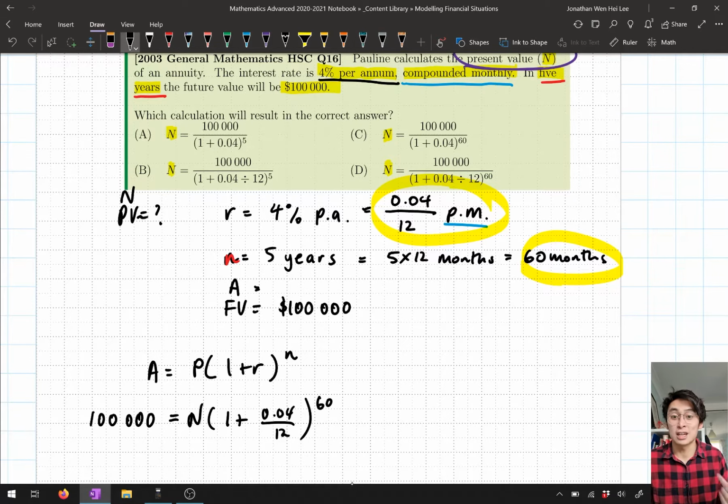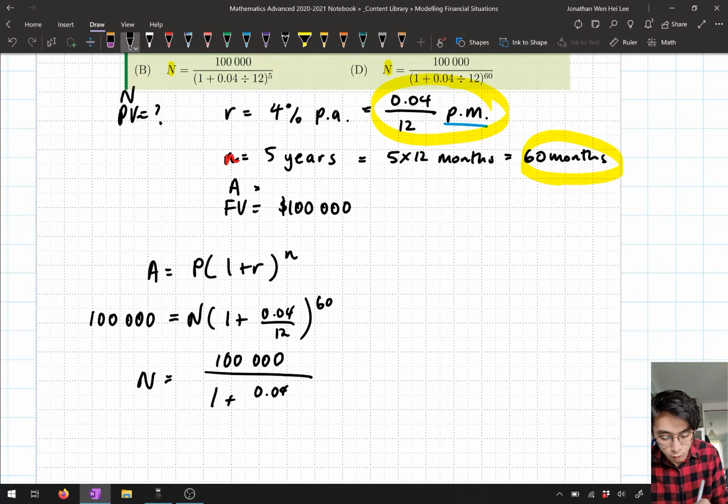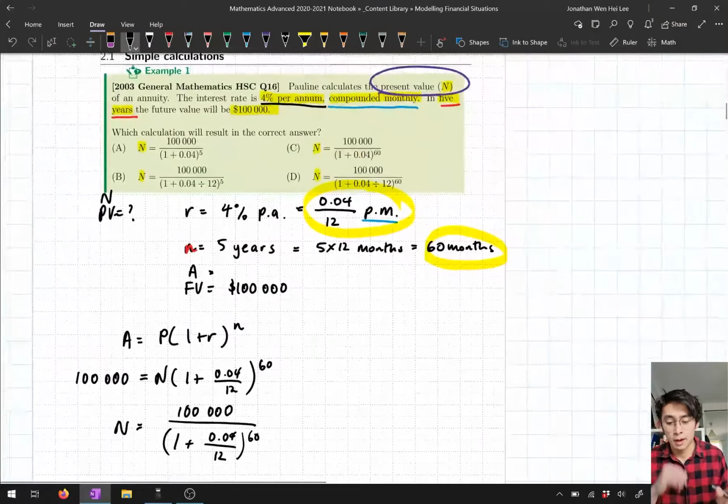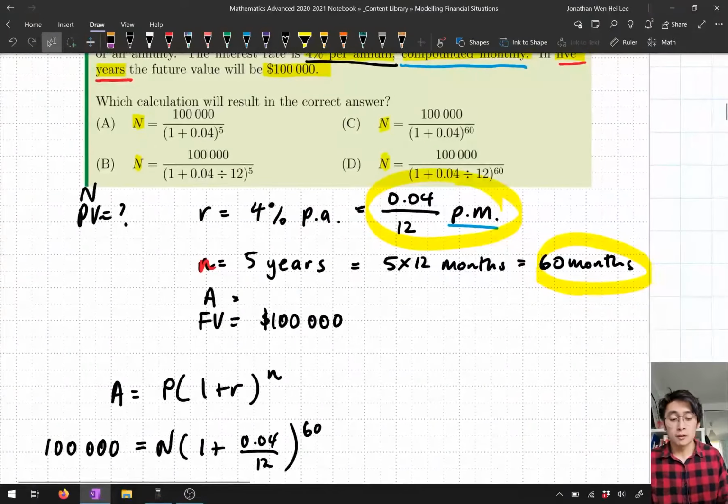And so what I can do is start to rearrange this for n. So n is just going to equal 100,000 on the left-hand side divided by (1 plus 0.04 over 12) to the power of 60. And so I'm going to have a look at which one of my answers this is going to be. Well, immediately I can get rid of a few. So all of them have this fraction 100,000 over something.